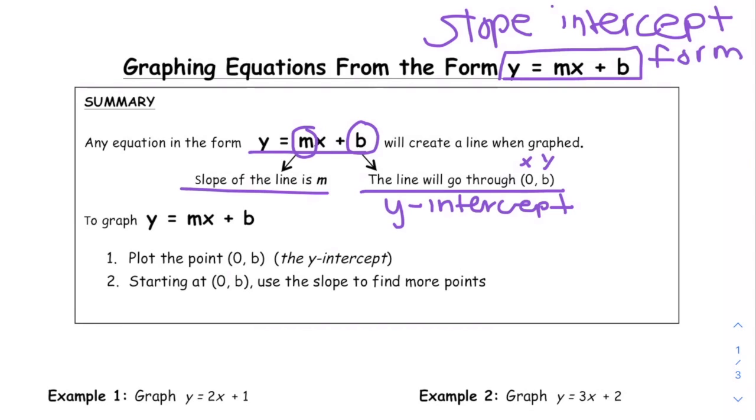To graph y equals mx plus b, we're going to follow these 2 steps. First, you're going to plot the y-intercept, the point 0, b. And second, you're going to start from that point to use the slope to find more points. Keep in mind that m and b will be given to you as numbers, and y and x will stay y and x. We can see that in the 2 equations coming up. Let's get to some examples.